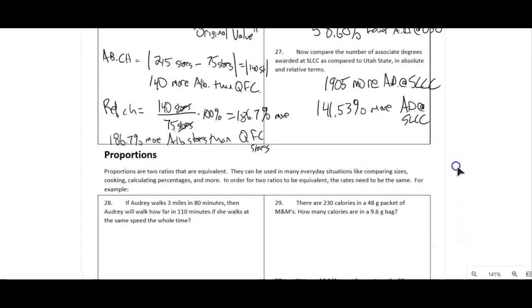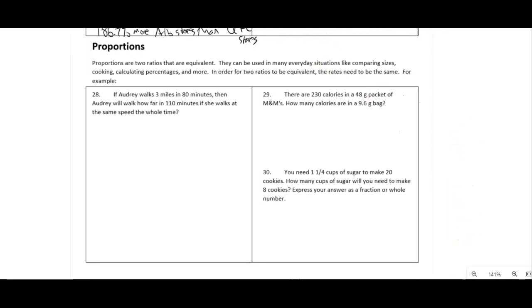All right, next up, proportions. Proportions are two ratios that are equivalent or equal. They can be used in many different situations like comparing sizes, cooking, calculating percentages, and more. In order for two ratios to be equivalent, the rates need to be the same.